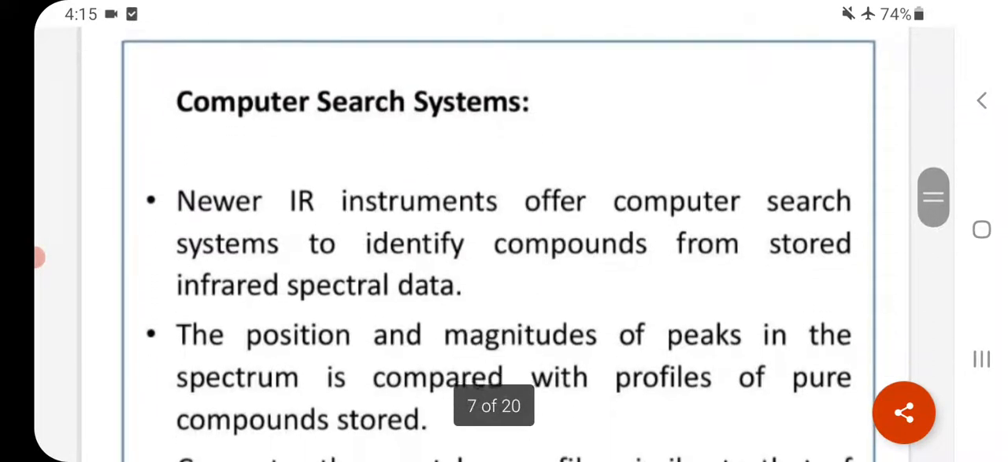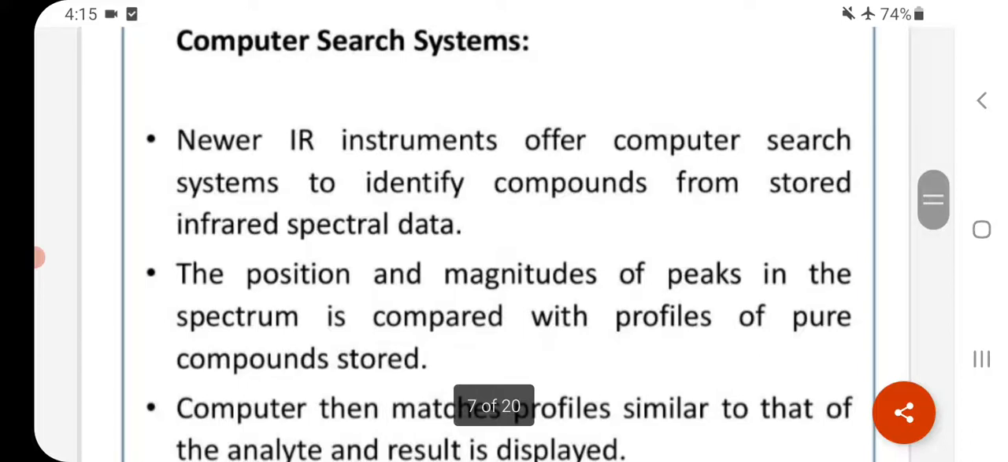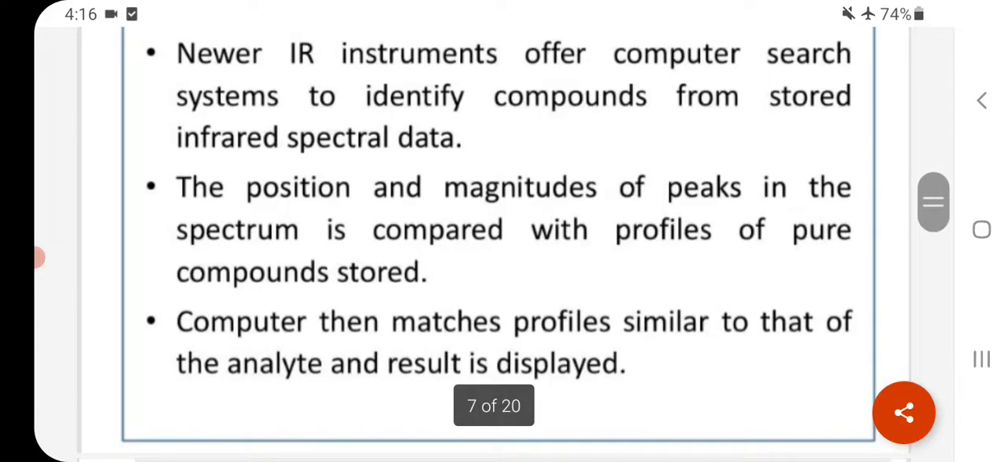Computer search systems. Newer infrared instruments offer computer search systems to identify compounds from stored infrared spectral data. The position and magnitudes of peaks in the spectrum are compared with profiles of pure compounds stored. The computer then matches the profile similar to that of the analyte in the resulting display.